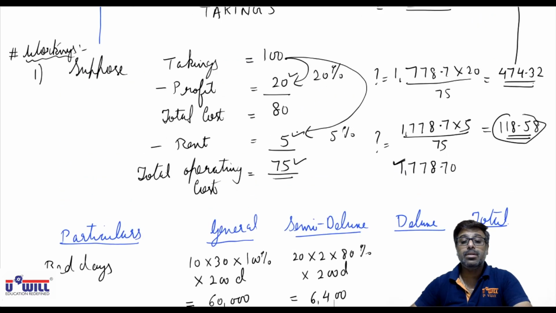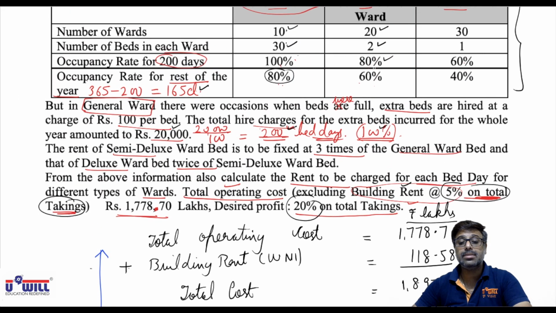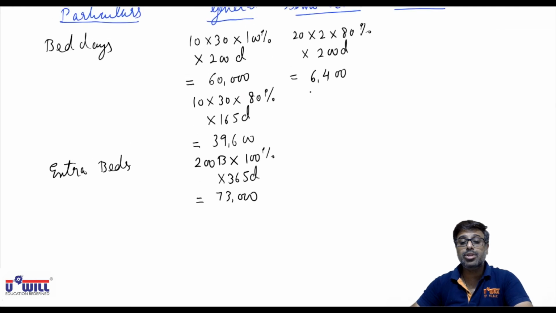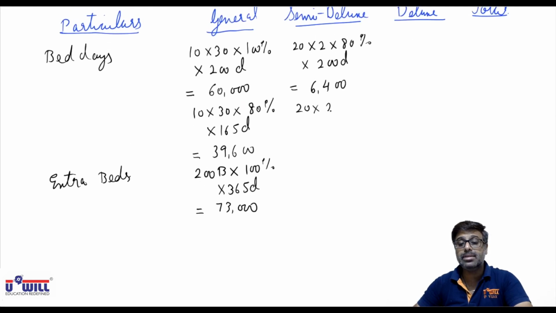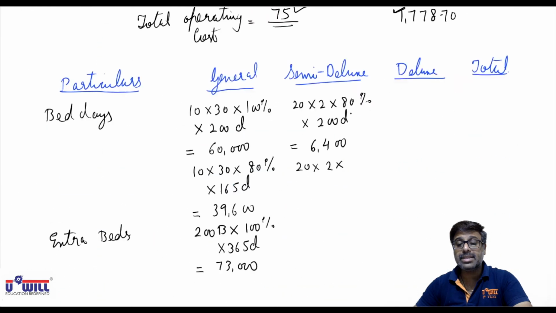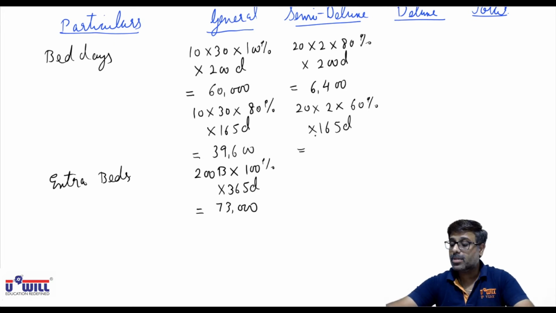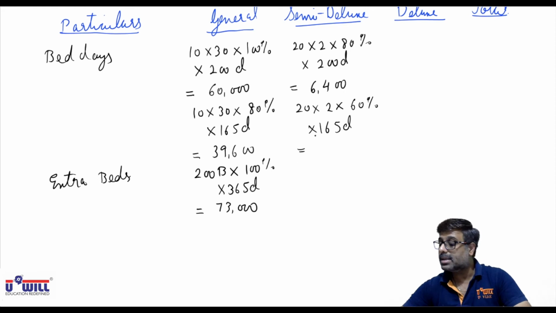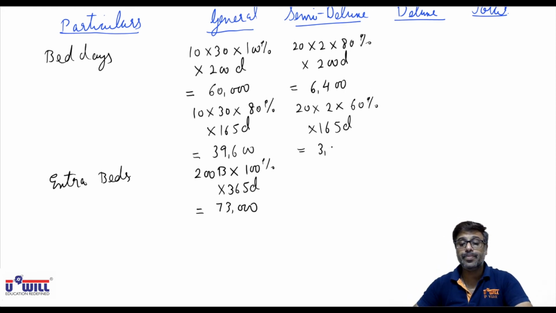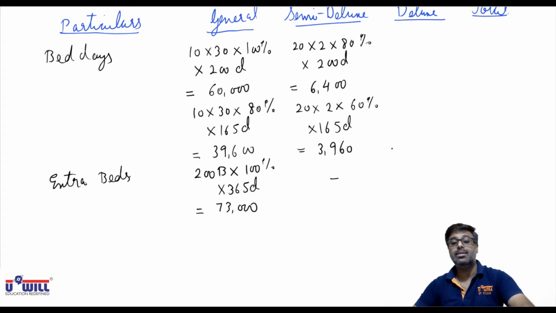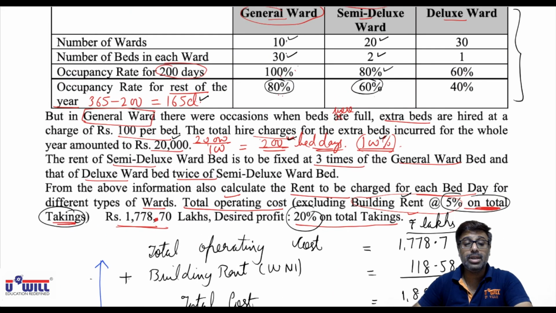Then for 165 days, the occupancy is 60%. So the same 20 wards into 2 beds into 60% occupancy for 165 days. 20 wards into 2 beds, 40 beds into 60%, 24 beds into 165 days. That comes to 3,960. And extra beds were not there in semi-deluxe; they were there only in general ward, as you can see here.